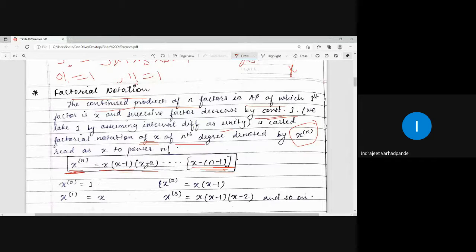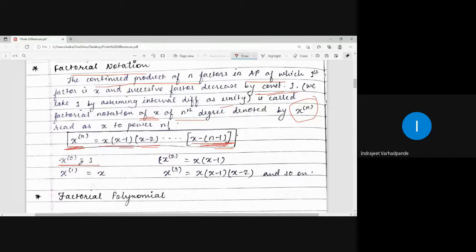X into x minus 1 into x minus 2 up to x minus of n minus 1, the previous term, right? X of 0, that is x of 0 factorial, will be 1. Take the value of n as 0, so accordingly it will be done. X of 1 is x. X of 2 factorial is x into x minus 1. X of 3 factorial is x into x minus 1 into x minus 2, and so on. So this is called factorial notation, and these are the very simple direct preliminary results which we can obtain from the definition.